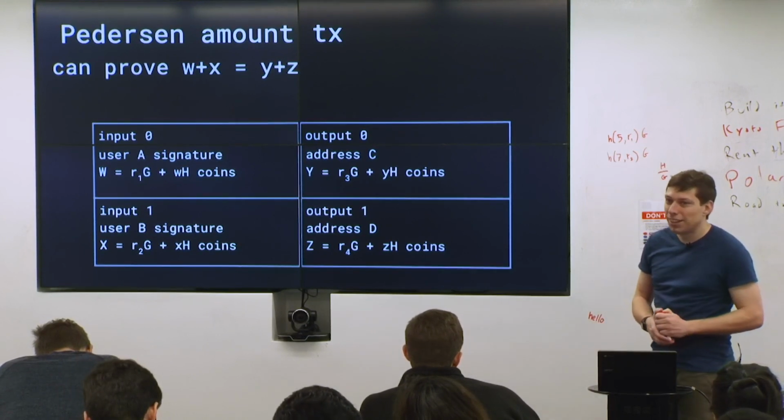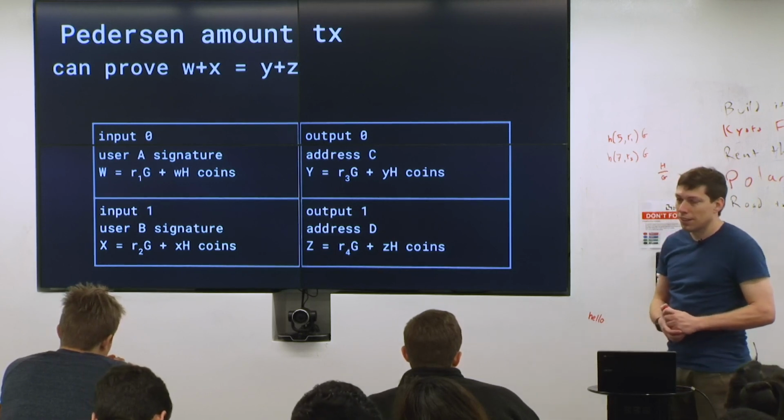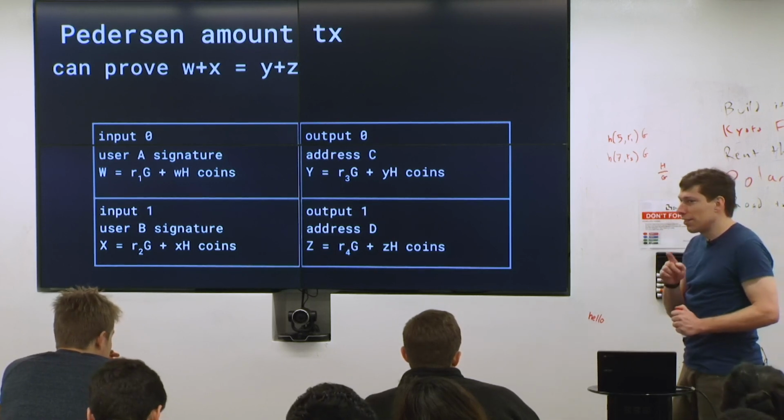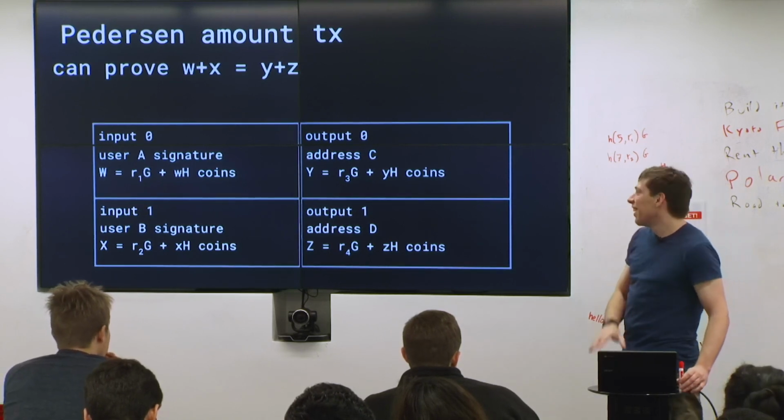Since you're proving sums, is it that you could have a higher likelihood of proving something that wasn't actually true? Kind of. Well, yeah. But how exactly?